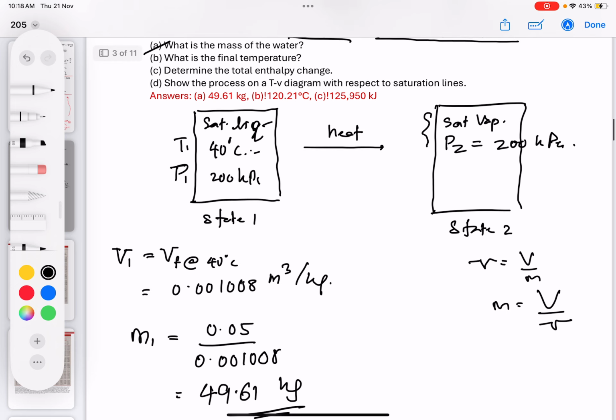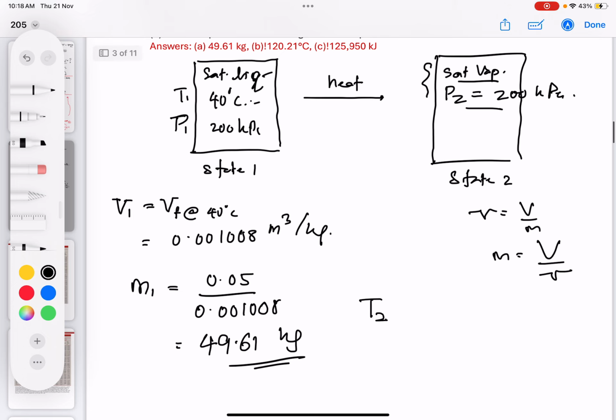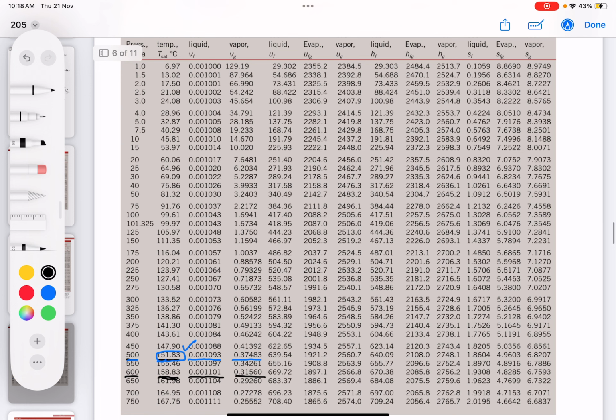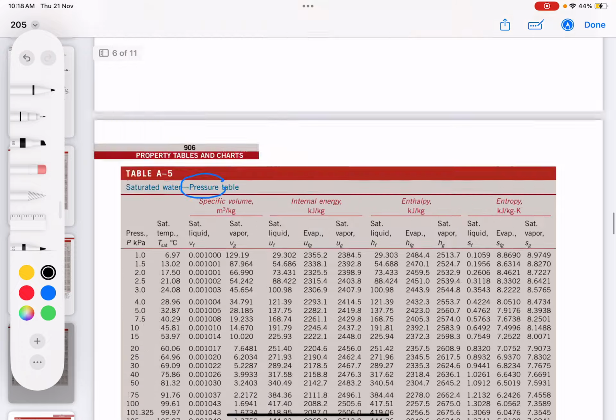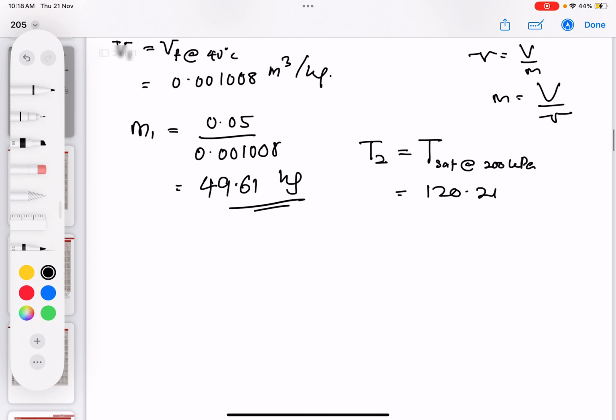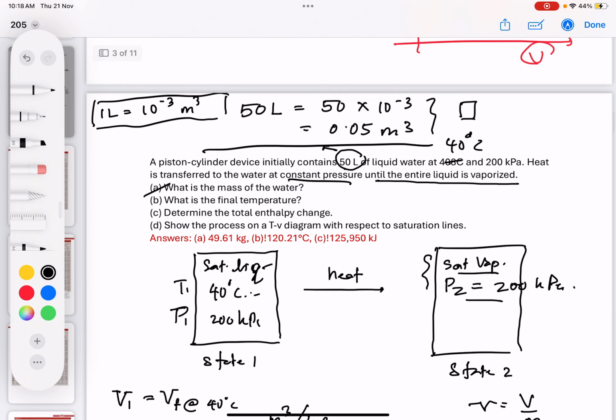What is the final temperature? Because it was located at saturated vapor, therefore I do know that my T2 is going to be T saturated at 200 kilopascal pressure. So my T is going to be 120.21, so 120.21 degrees Celsius. That one should be quite easy, yeah.